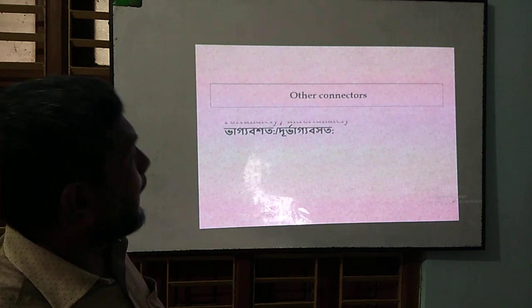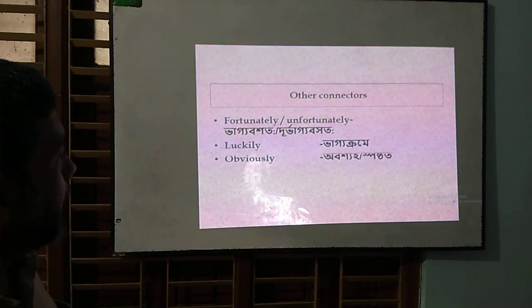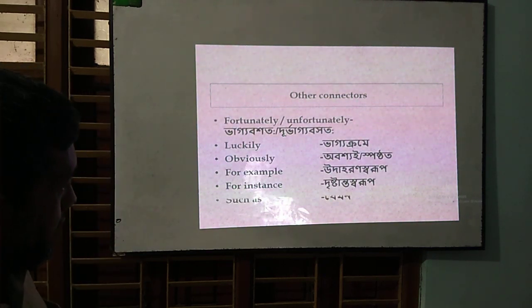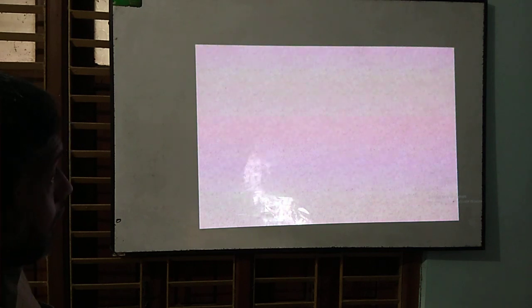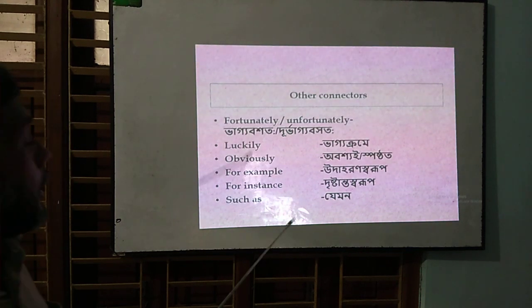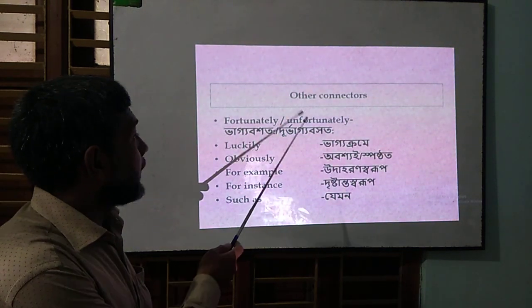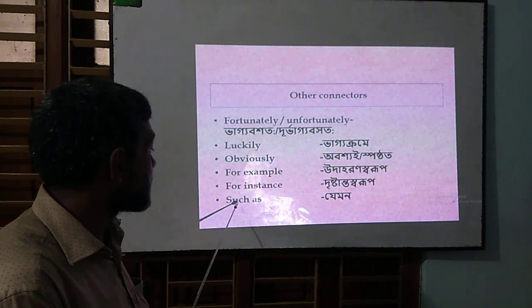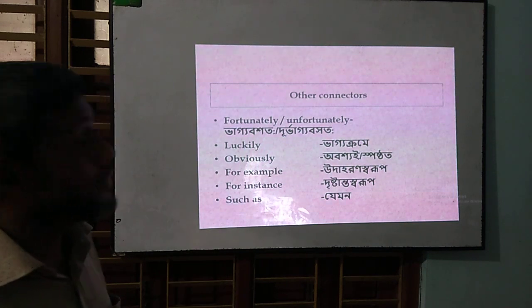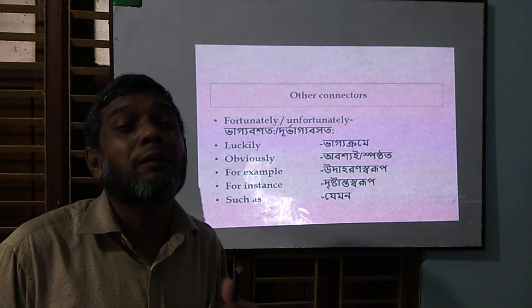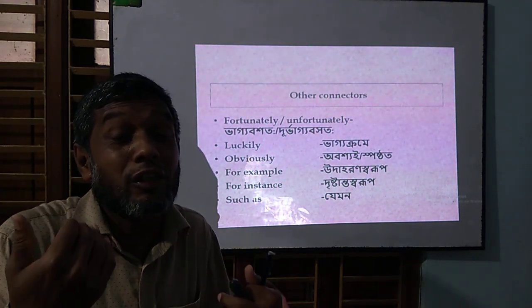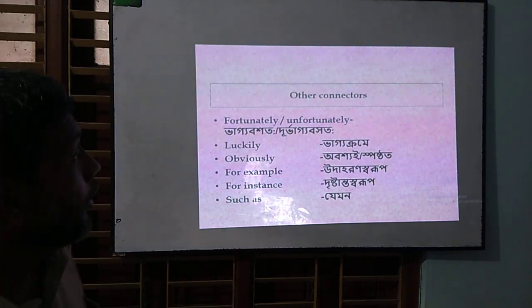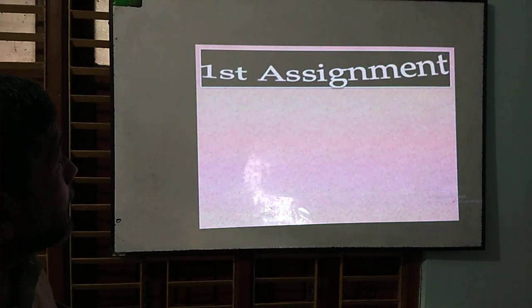Again, there are some other connectors you can use. So dear students, fortunately, unfortunately, luckily, obviously, for example, for instance, such as, this type of adverbial words may sometimes be used as connectors also. So you can use them as connectors in a sentence.